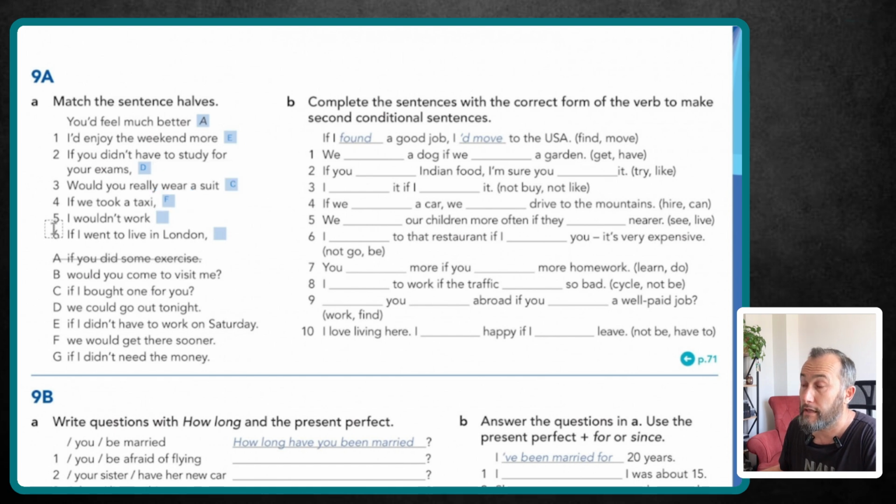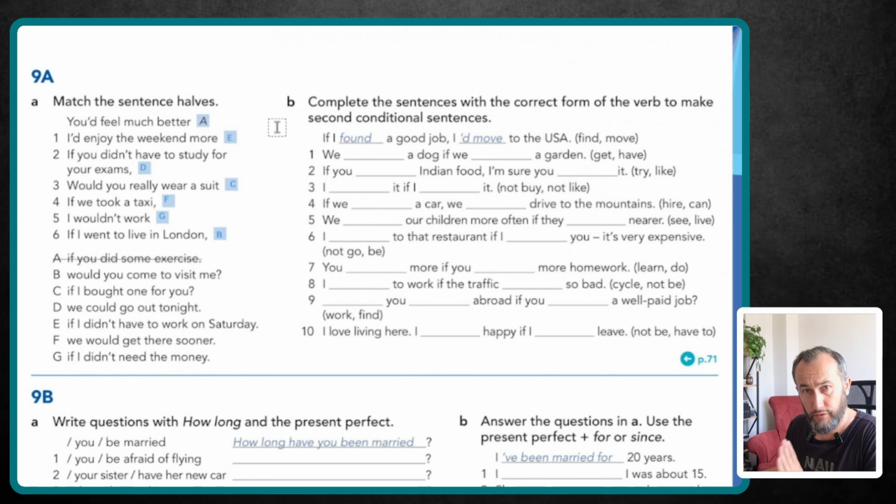Right. Number 5, if I didn't need the money, G. If I didn't need the money, I wouldn't work. So that would be G here. Now 6, if I went to live in London, would you come to visit me? B will be the answer, guys.